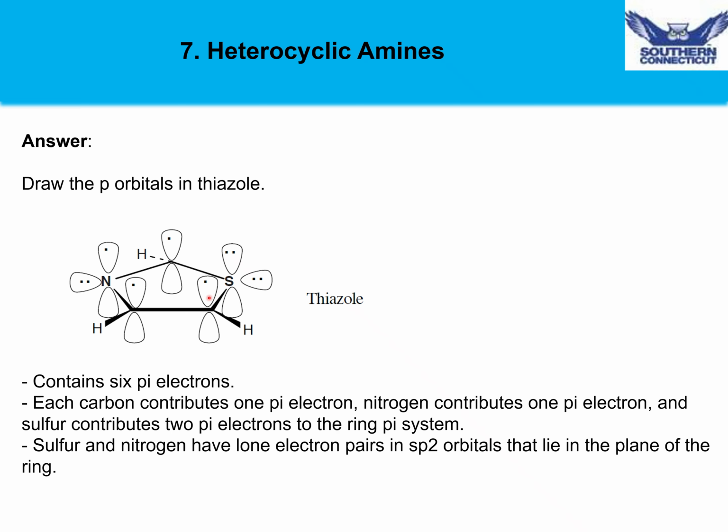The sulfur also has a lone pair in an sp2 orbital that would not be aligned with the pi cloud around this ring. The nitrogen will also have a lone pair that is also part of an sp2 orbital that will also be perpendicular to the pi cloud of this compound.